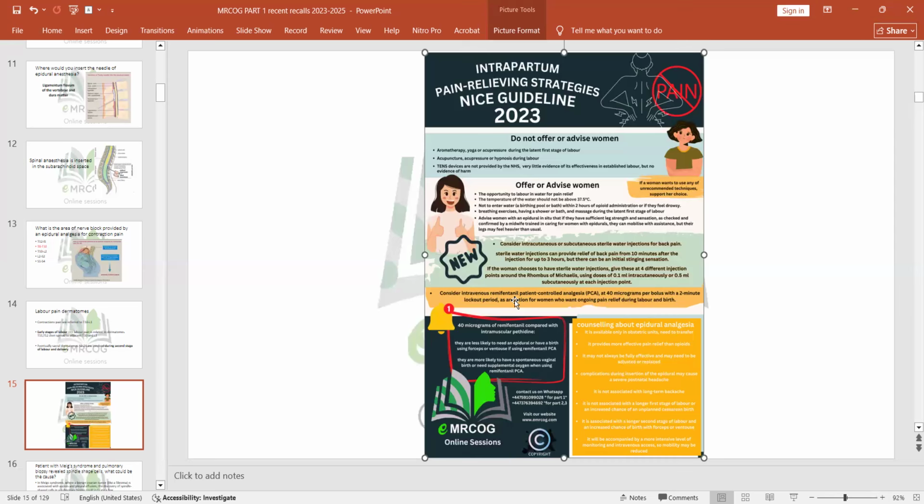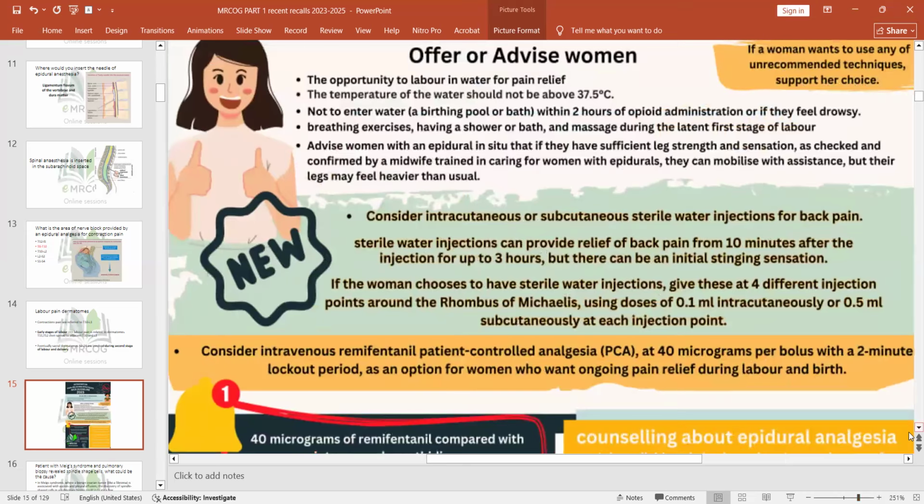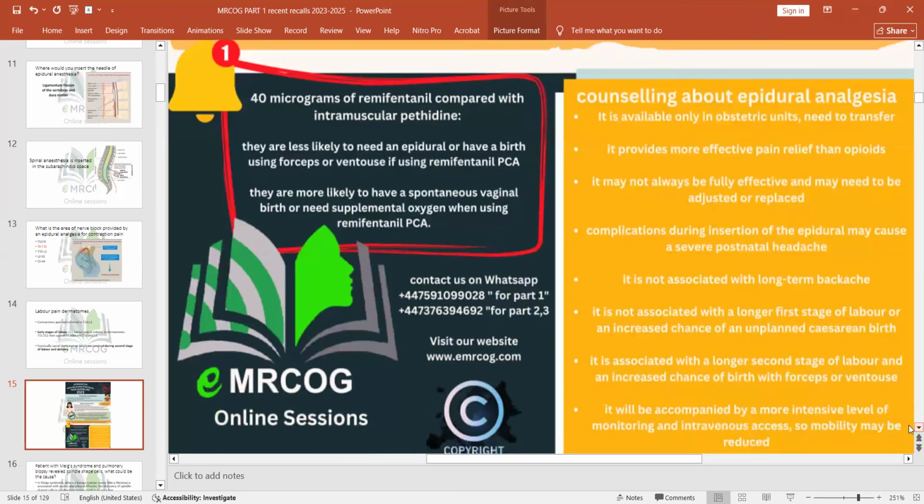Okay, if I zoom in, because I really cannot read this one. Okay, so I'm going to zoom in like this. Okay, some counseling points about epidural. This is something for a part 1 candidate.